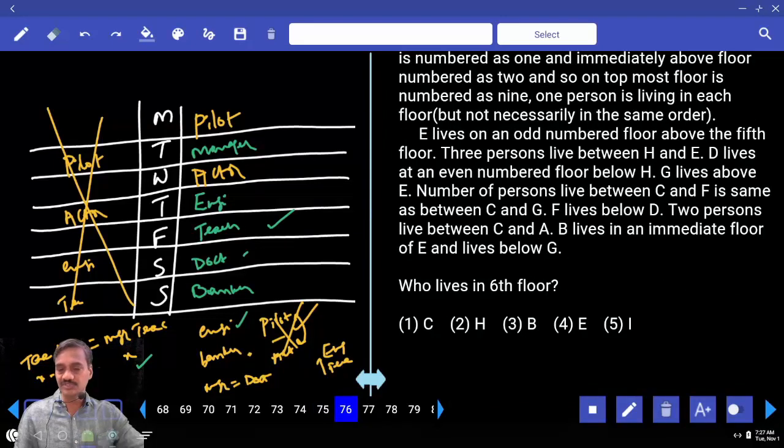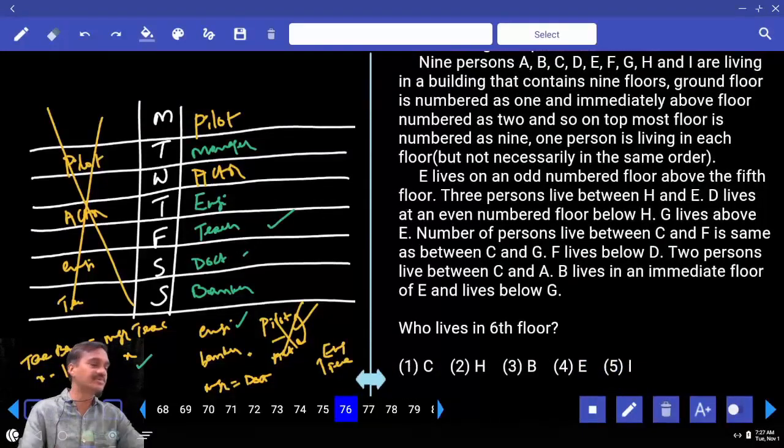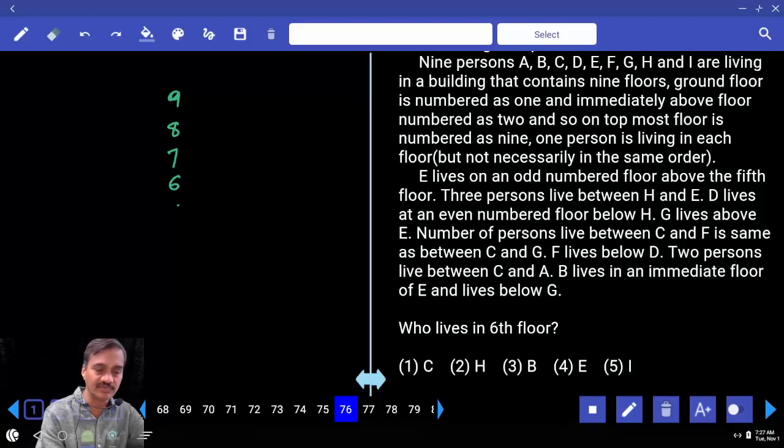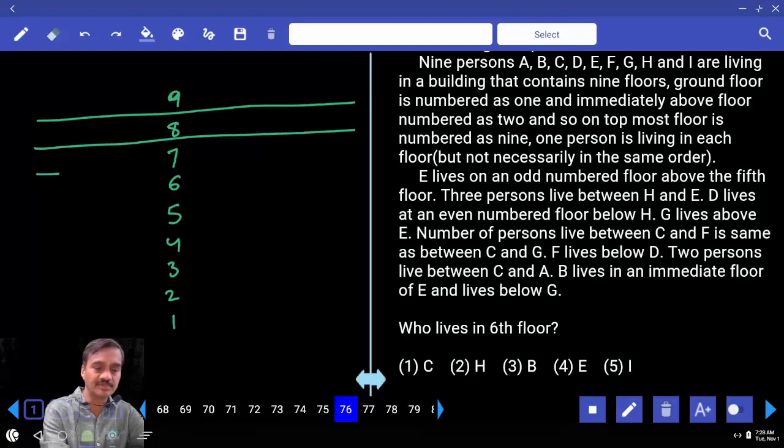Now this 76 onwards, it is based on floor arrangement. There are some 9 persons who are living on these 9 different floors of a building, isn't it? 9 floors were given, and first represent the floors like this: 9, 8, 7, 6, 5, 4, 3, 2, 1. Ante kada? 9 persons staying on these 9 different floors.